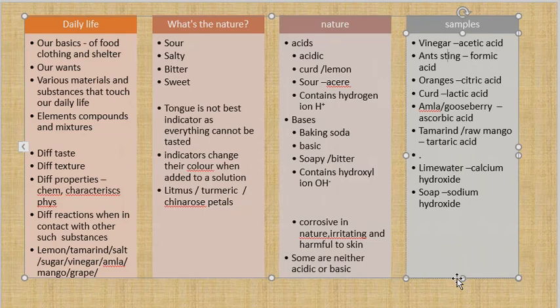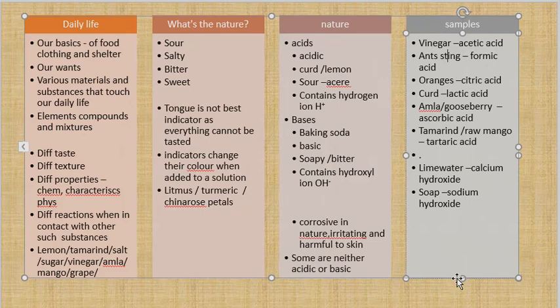Oranges. The orange fruit or the lemon or any other citrus contains something called citric acid. So it is acidic in nature. Curd. When milk becomes buttermilk and then turns into curd, it has lactic acid. That lactic acid gives the acidic nature to the curd. Now, amla, gooseberry, and others have ascorbic acid. Ascorbic acid is something that gives amla and gooseberry their acidic nature.